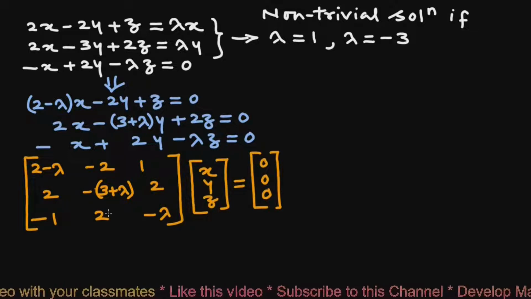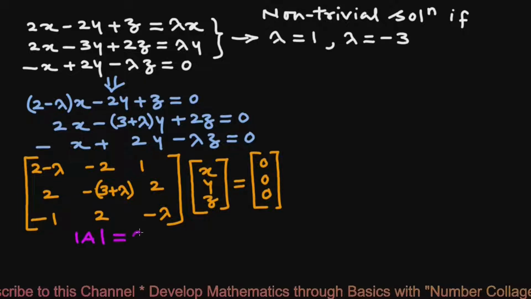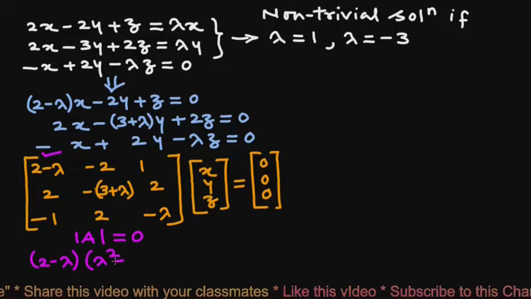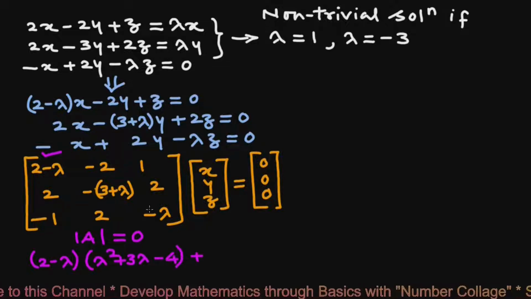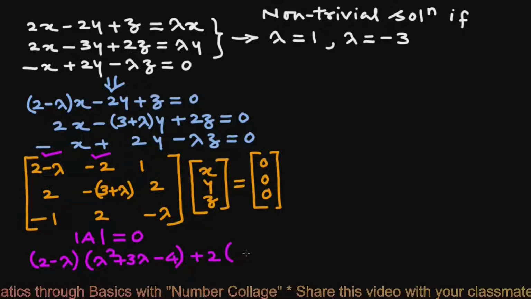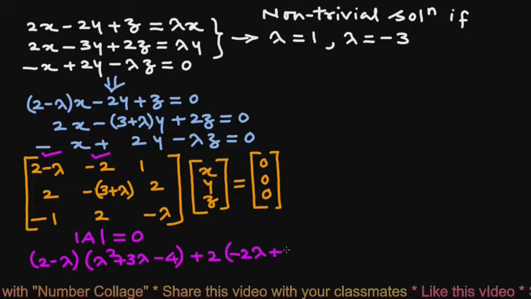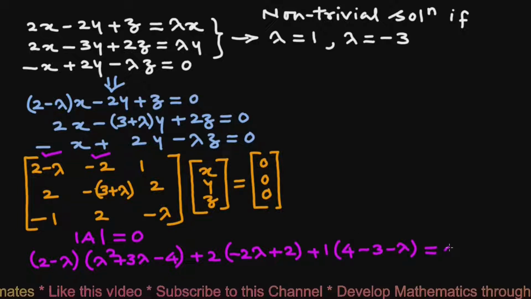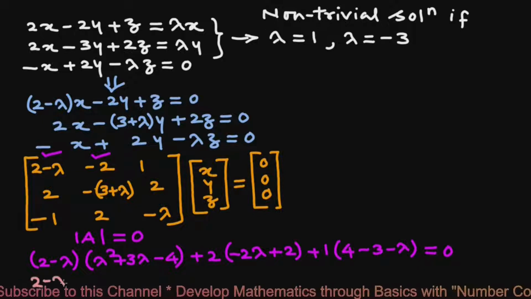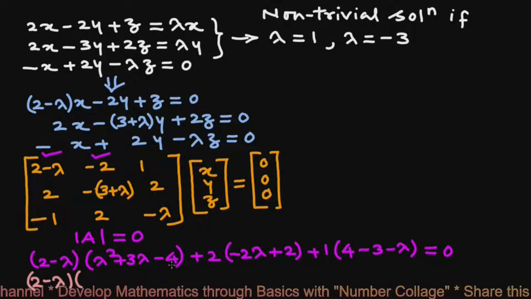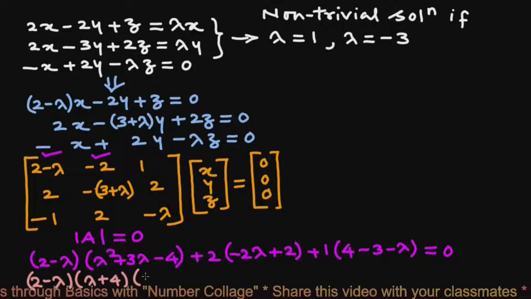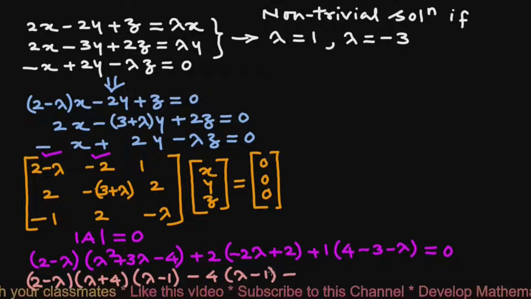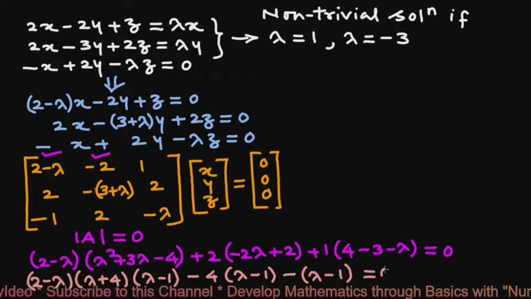For non-trivial solutions, determinant A should be 0, so that will be this: 2 minus lambda into lambda square plus 3 lambda minus 4, plus this minus 2 into minus 2 lambda plus 2, plus 1 into 4 minus 3 minus lambda equals 0. So that will be 2 minus lambda. Factors of lambda square plus 3 lambda minus 4 will be lambda plus 4 into lambda minus 1, minus 4 times lambda minus 1, minus lambda minus 1 equals 0.